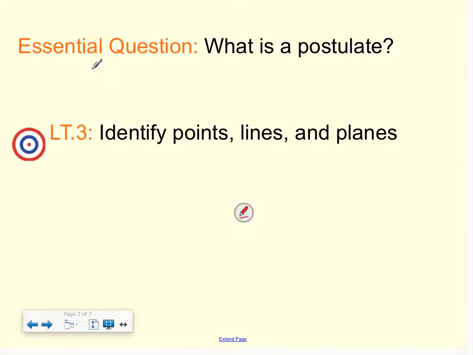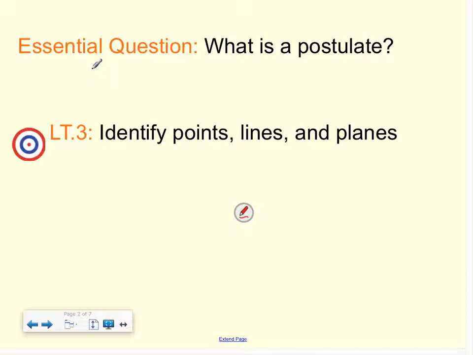Geometry students, today in lesson 2, we're going to be introducing some of the foundational concepts of geometry. Everything more or less builds on the 4 postulates that we're going to introduce today. And so number 1, what is the essential question?